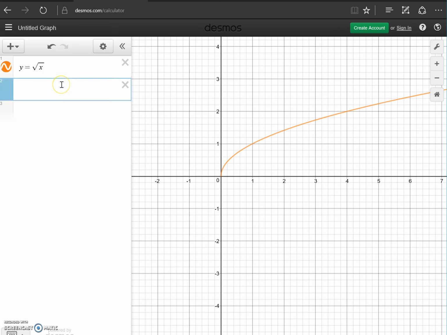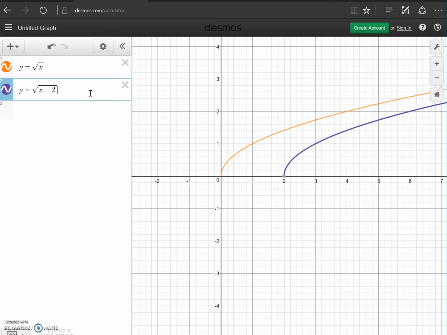Now the question is, what happens if I put a number inside the square root? In other words, x minus a number. Being that it's minus, let's go with 2. Again, notice that the number on the inside is going to shift the function left or right, and we do the opposite. So if it's minus 2, we're going to shift it 2 units to the right. Okay, so it did that.